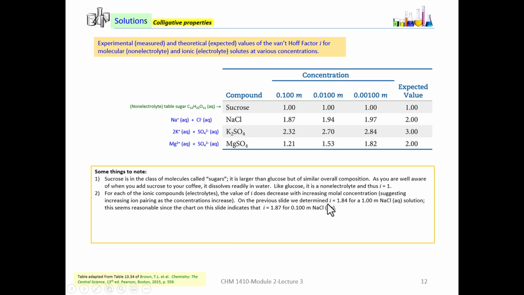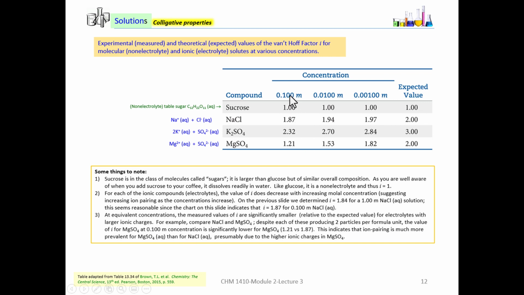On the previous slide, we determined i equals 1.84 for a 1 molal solution of sodium chloride. 1 molal would be over here on the chart. We don't have it. You'd expect it to be smaller than the 0.1 molal solution, and it is. Not by much, but it is.